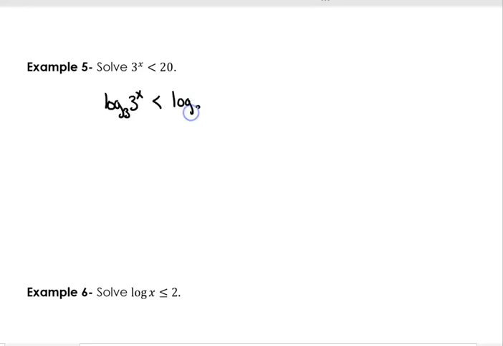So what I want to do is I want to take log base 3 to both sides. Now I can't just do it to one side. I have to do it to both. So the left side I'm putting inside log base 3 and the right side inside a log base 3.